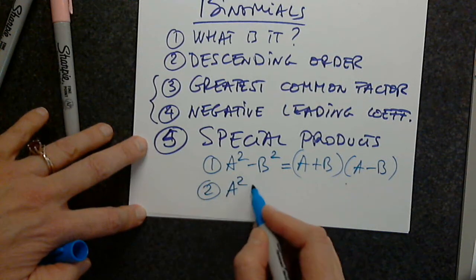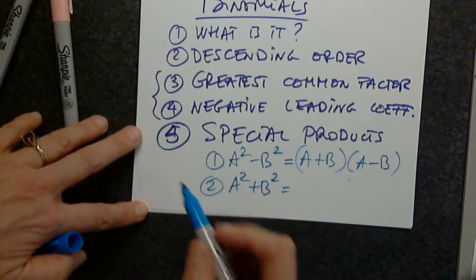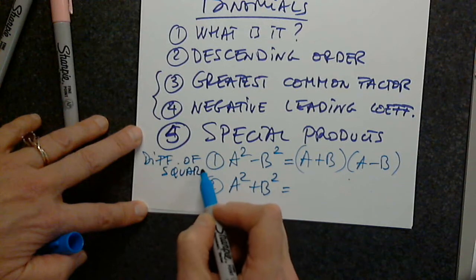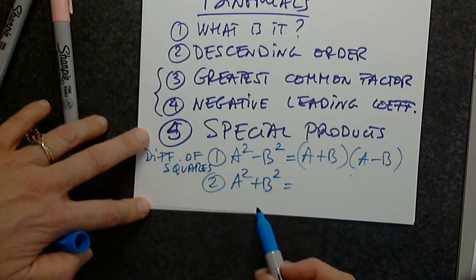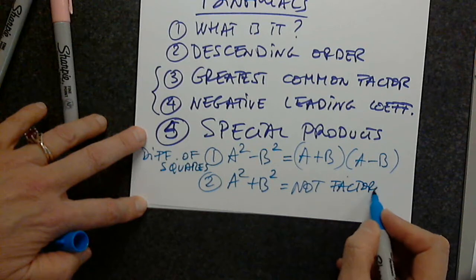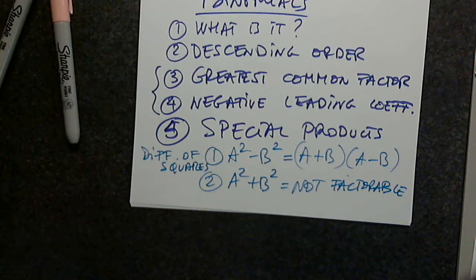Number 2, a squared plus b squared. The first one is called the difference of squares, correct? What do you think this one is called? The sum of squares. But this one is not factorable, to be exact, not factorable using integers. But we say not factorable. Some books say prime. I really don't like that, but you can use it. It's fine by me.